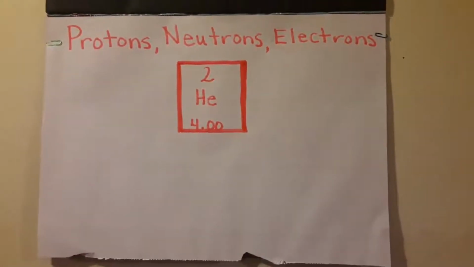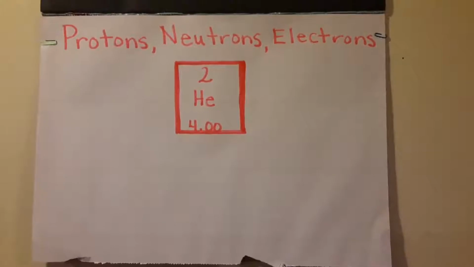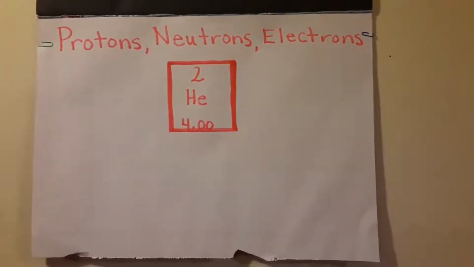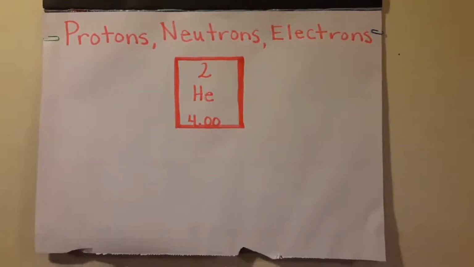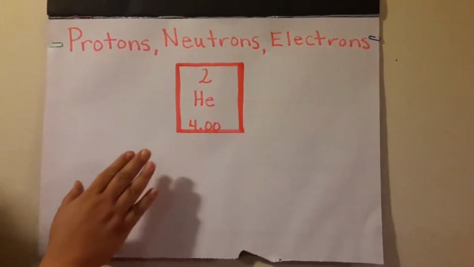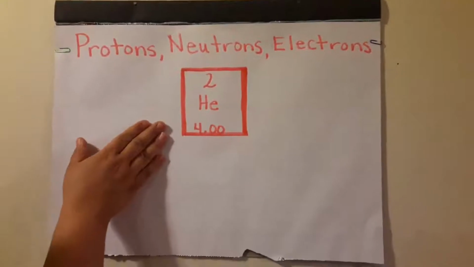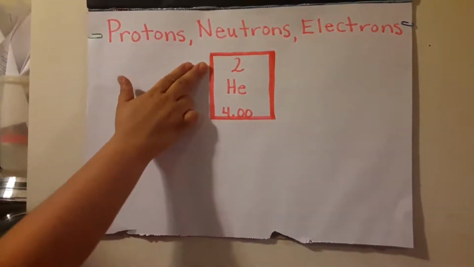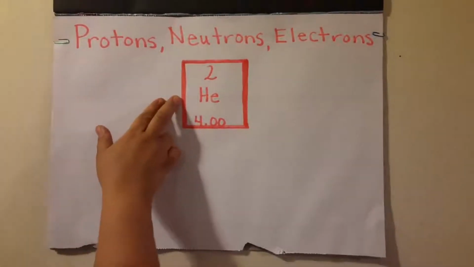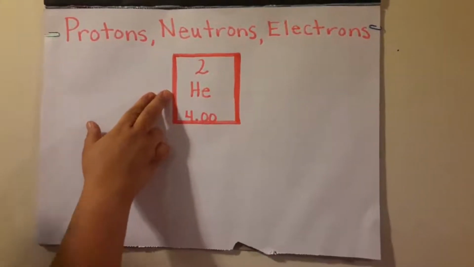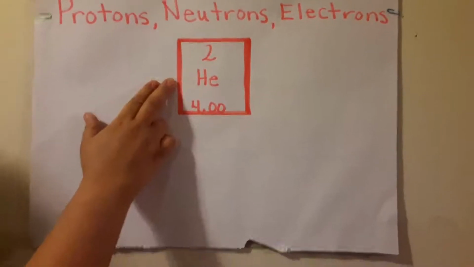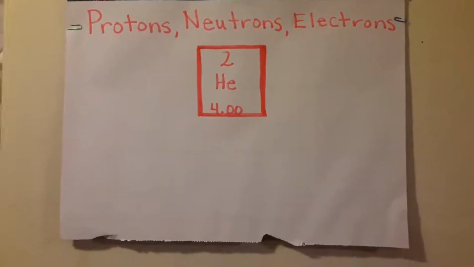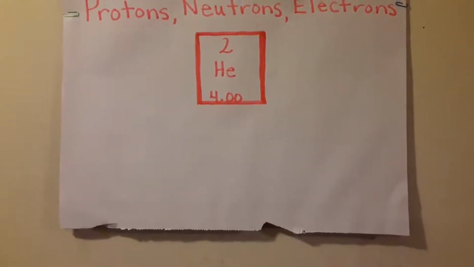On the periodic table, there are certain pieces of information that are pertinent to that particular element. In this particular example, there are 3 pieces of information within this block. You have the number 2, which notates the atomic number. We have He, which is the chemical or atomic symbol. And then we have 4.00, and that is going to be the atomic mass.